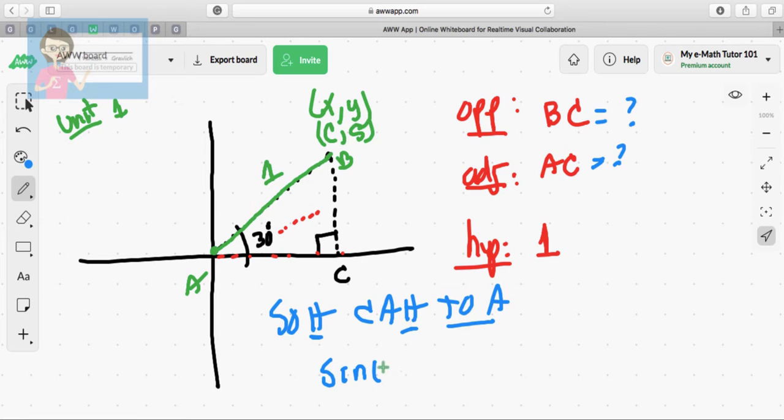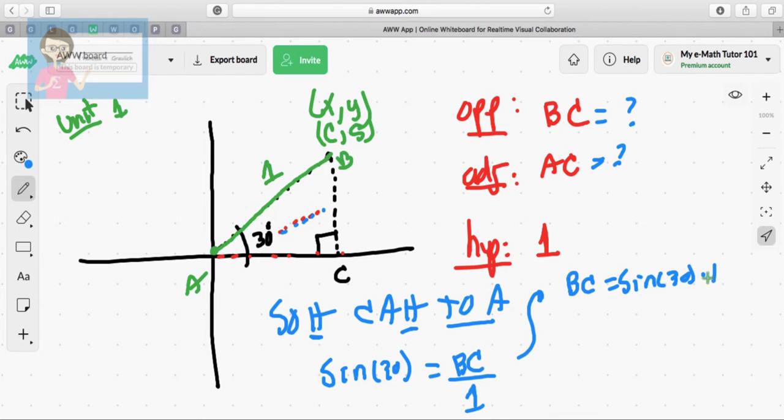The sine of 30 is equal to opposite. Remember, SOHCAHTOA, opposite. What is the opposite? Well, BC, right? BC divided by the hypotenuse, which is 1. Beautiful. Now I can see that I only have one variable. Which variable do you have? BC. So now I can go ahead and say BC is equal to sine of 30 times 1.